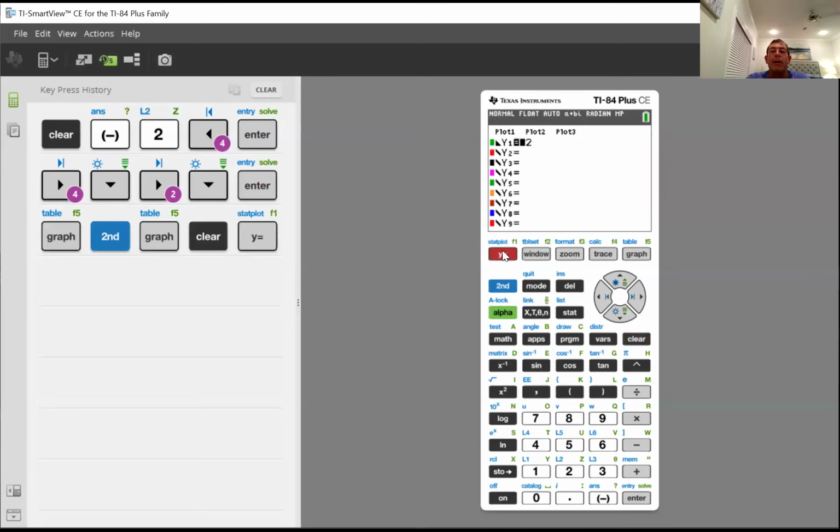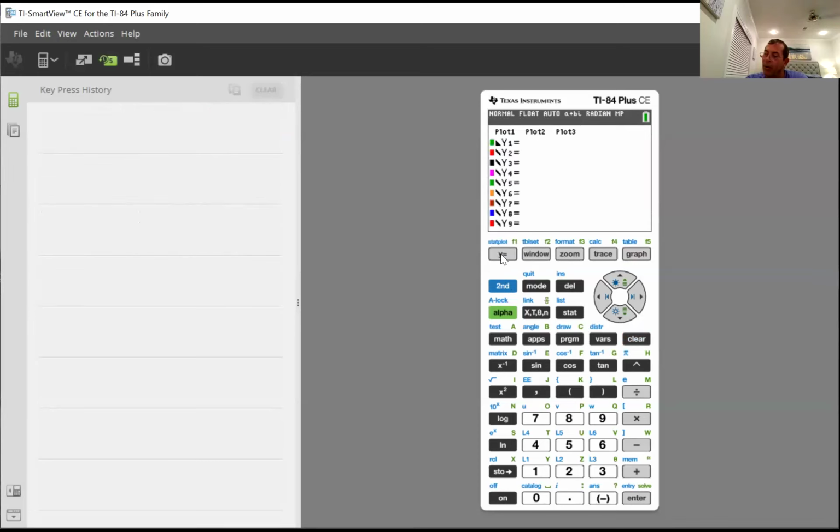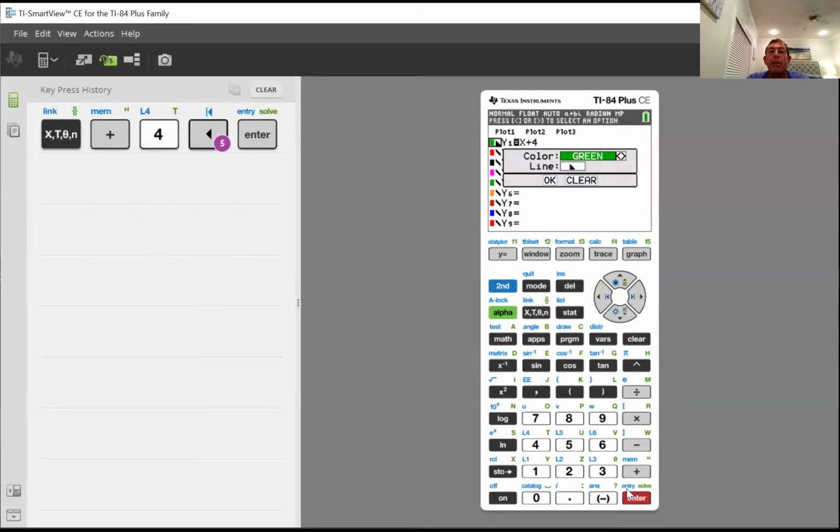Alrighty, so let me see. We'll clear out the old history over here. So my first equation, x plus 4. That one shaded above, so I'm going to go left. Hit enter. So I'm going to use yellow like I did a while ago on my paper. And then I'm shading above, so I need to switch that to above and then hit OK.